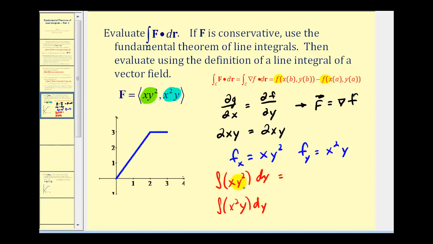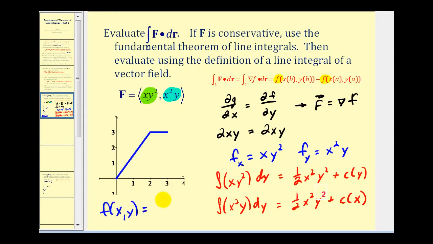So here we're going to have 1/2 x squared y squared plus a function of y. And integrating with respect to y, we're going to have the same thing, plus a possible function of x. But since these are equal to each other, we can conclude that the potential function f of x, y would be equal to 1/2 x squared y squared plus a constant c. So we can use this function to evaluate the line integral. So let's do that on the next page.